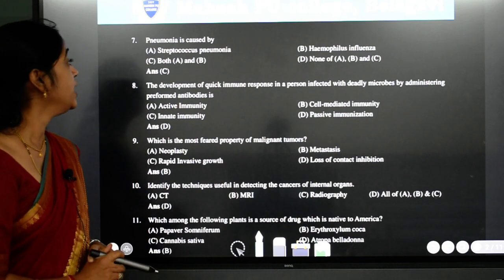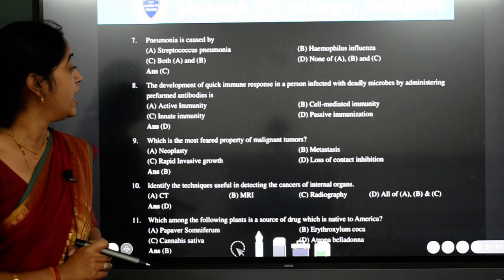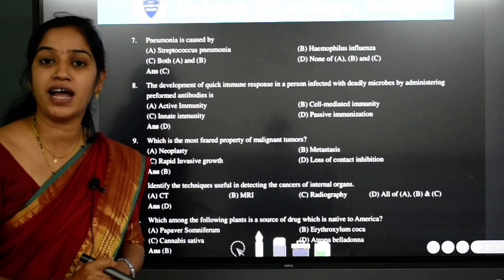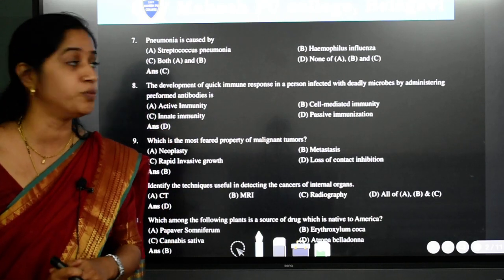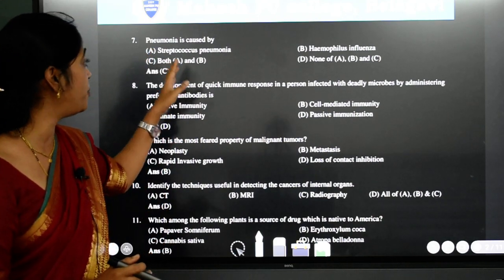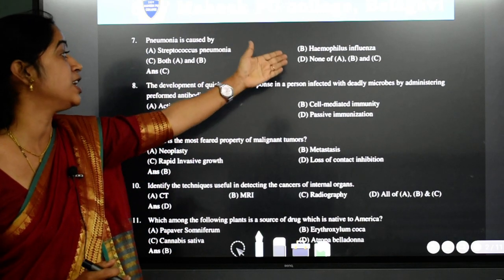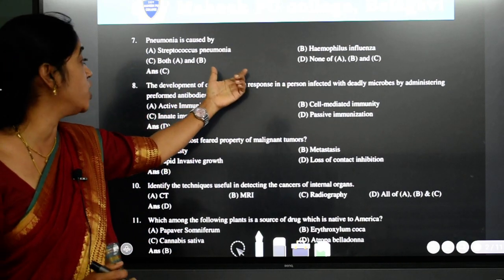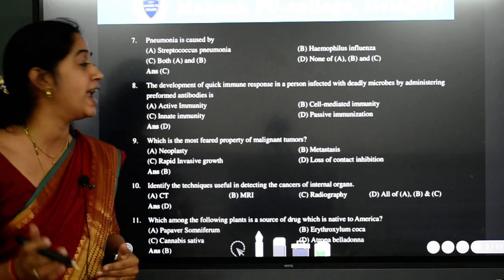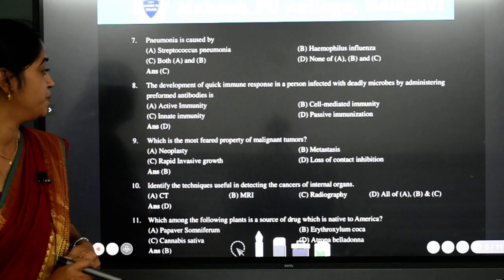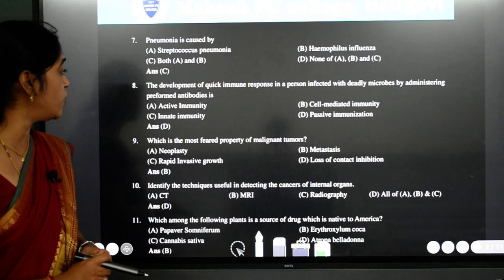Seventh question. Pneumonia is caused by... In Human Health and Disease, they have given that there are two microbes which cause pneumonia. First one is Streptococcus pneumoniae and second one is Haemophilus influenzae. So both are the causative agents. The answer is both A and B, and C is the answer. Let's go for the 8th question now.